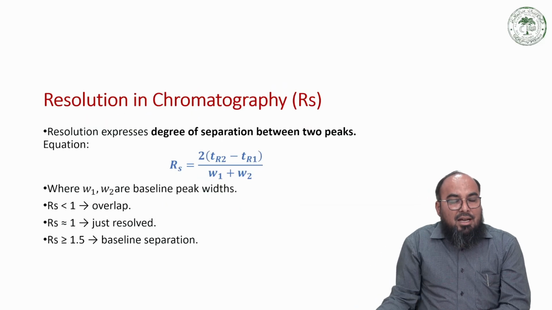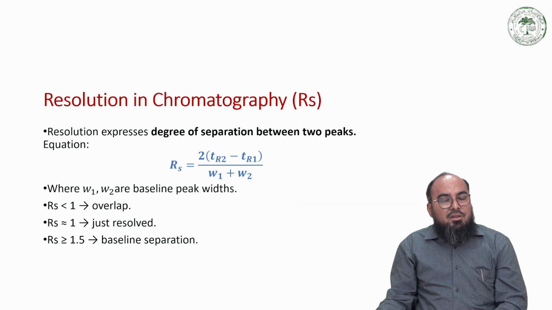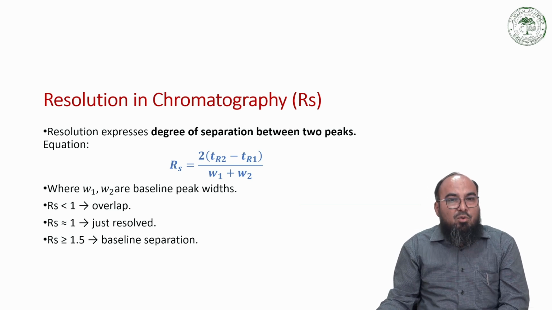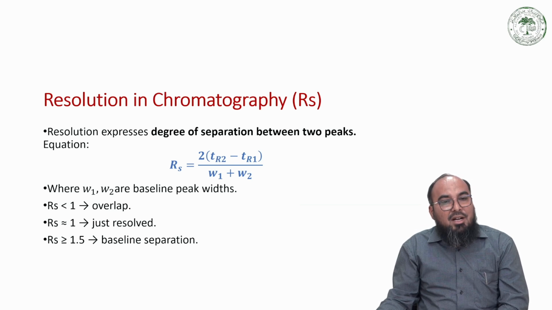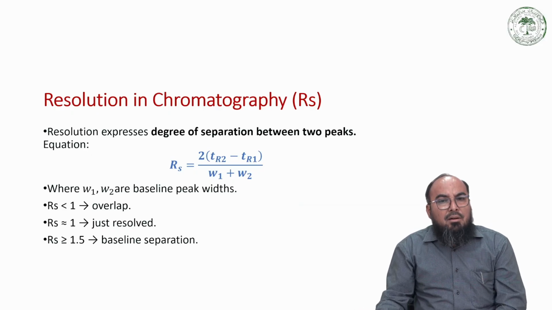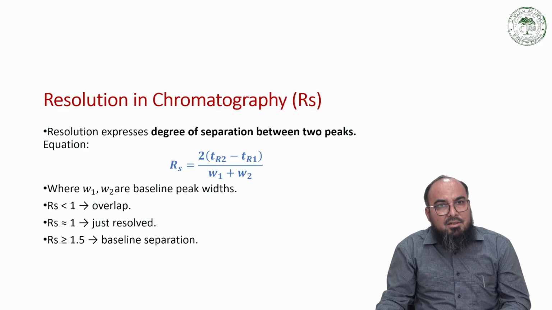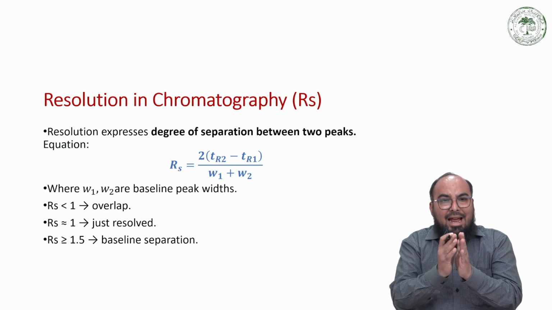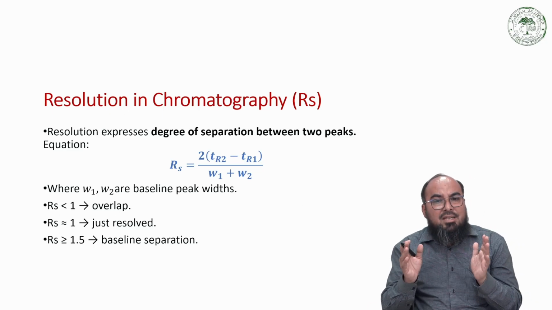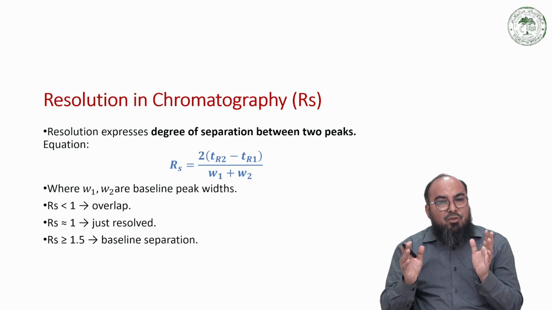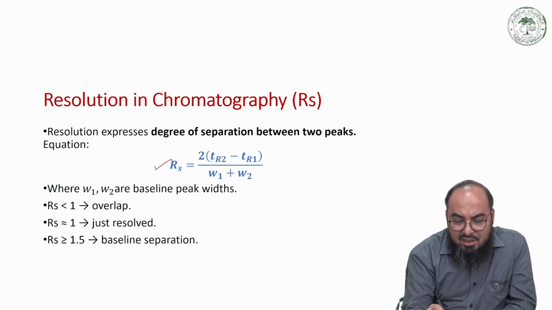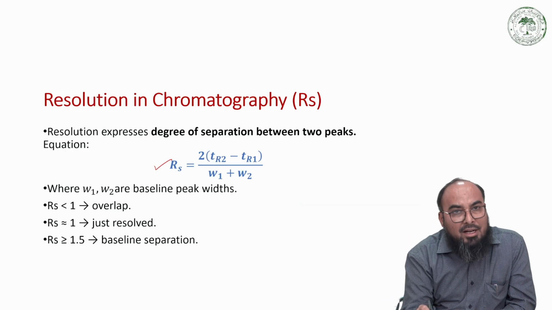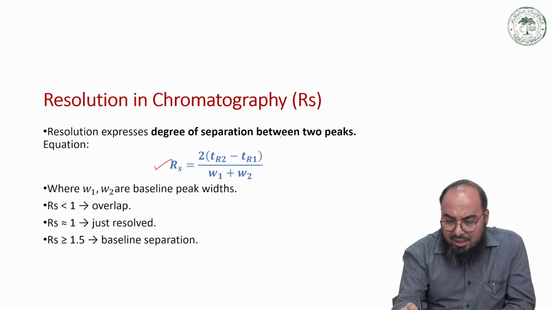Now resolution, another important feature, with regard to peaks. The greater the resolution, the better will be the separation between the peaks. So we have to have as much resolution between the peaks as possible. Again, it is for a two-component system. RS may be defined as TR2 minus TR1 upon W1 plus W2. Now, what are W1 and W2?